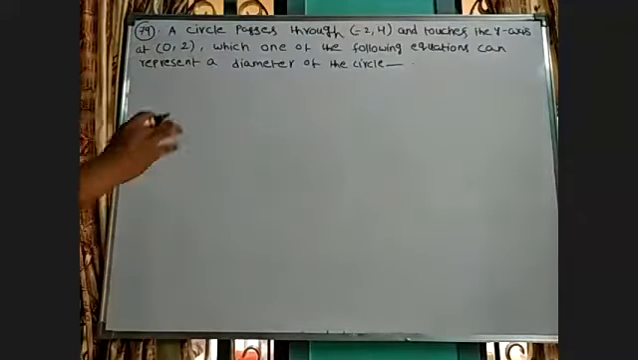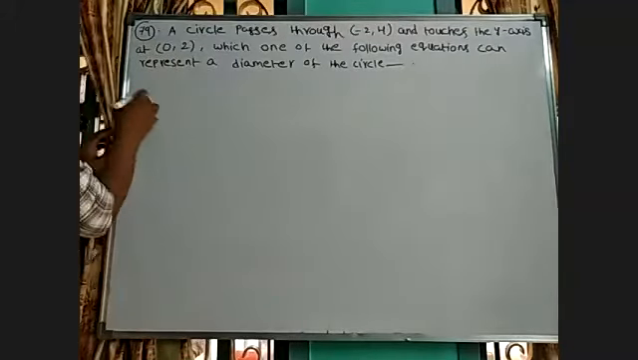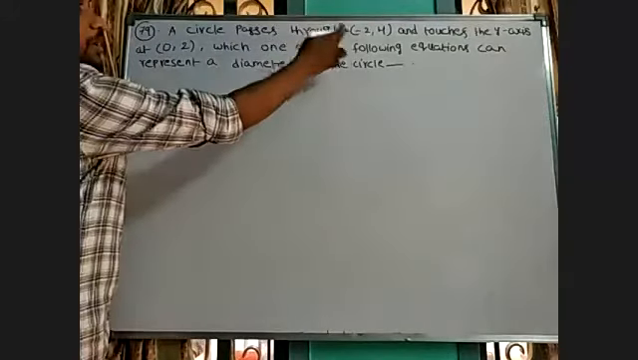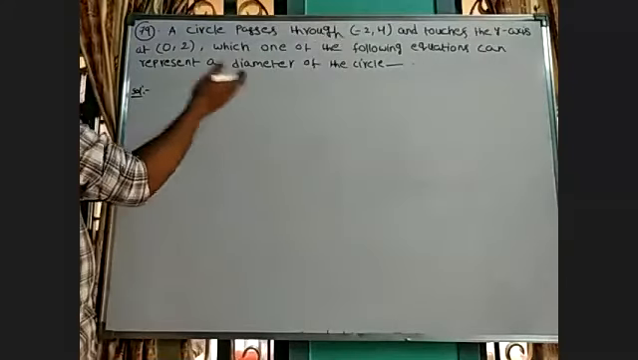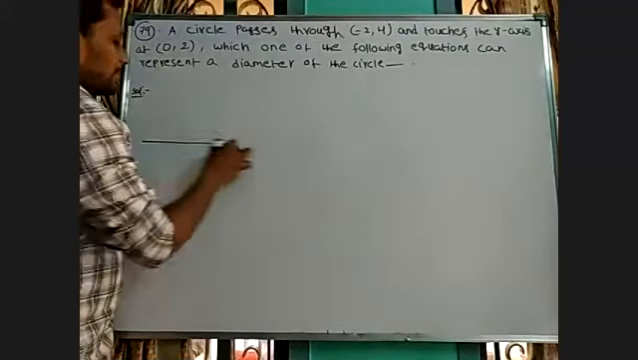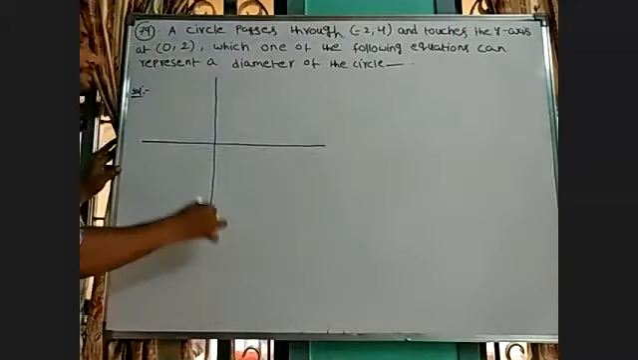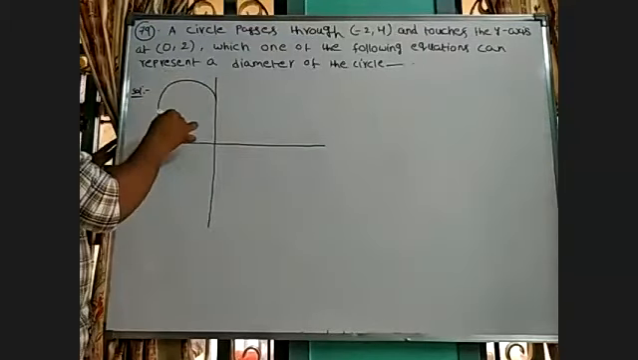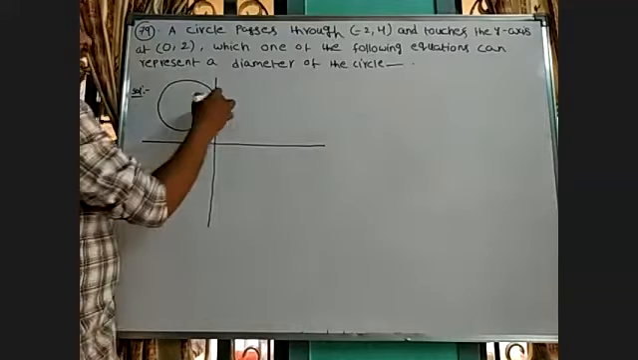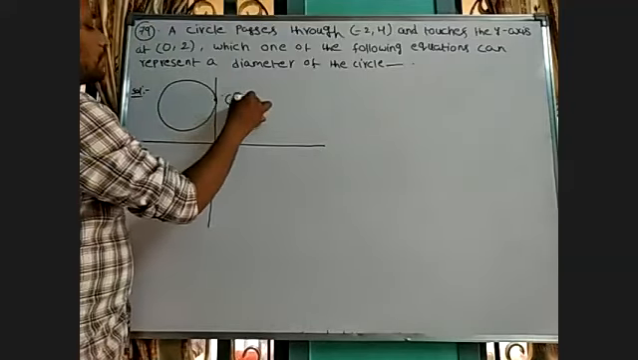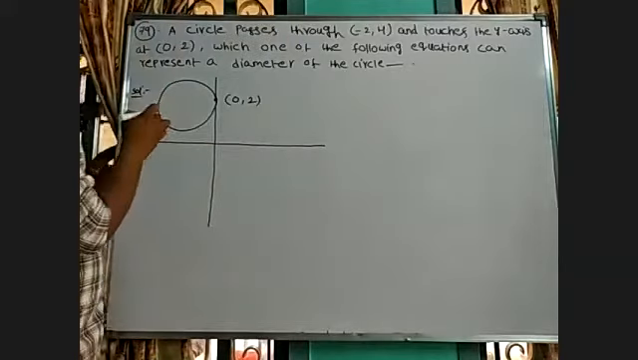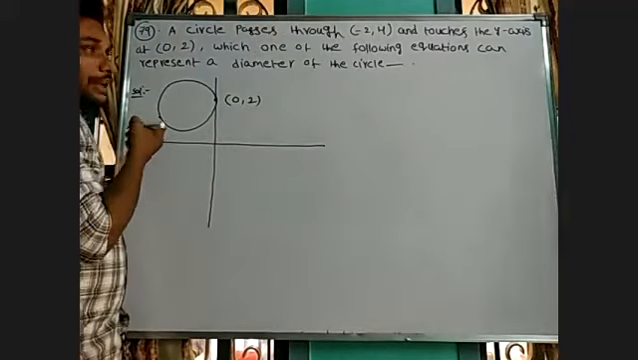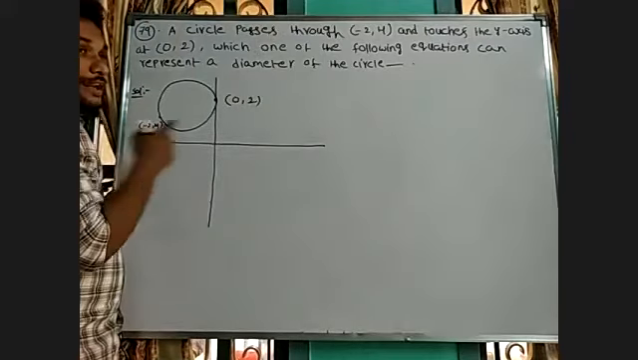First we can draw a diagram for this. A circle passes through (-2, 4) and it touches the y-axis at (0, 2). This is the x-axis, this is the y-axis. It is touching the y-axis here at (0, 2). Next, it passes through (-2, 4). I am putting that in the second quadrant.